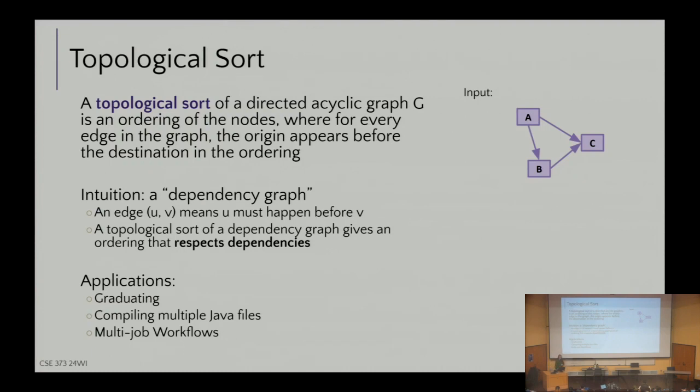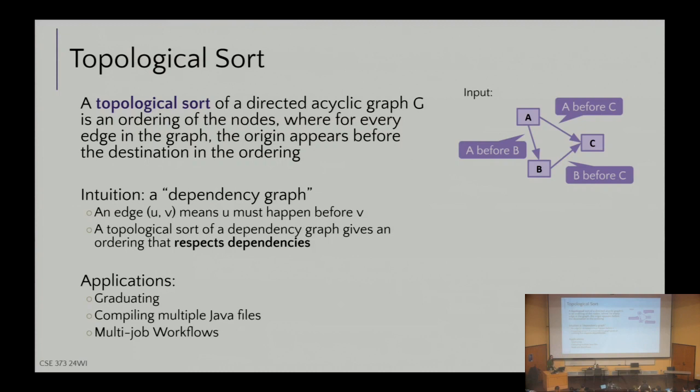So, topological sort only works with directed edges, and it only works if it's acyclic, which means there can't be a cycle anywhere in it. Because what we're going to do is try to create a linear ordering of the graph that respects those directed edges. Sometimes you can think of this as a, quote, dependency graph. And that is actually part of why we use this algorithm.